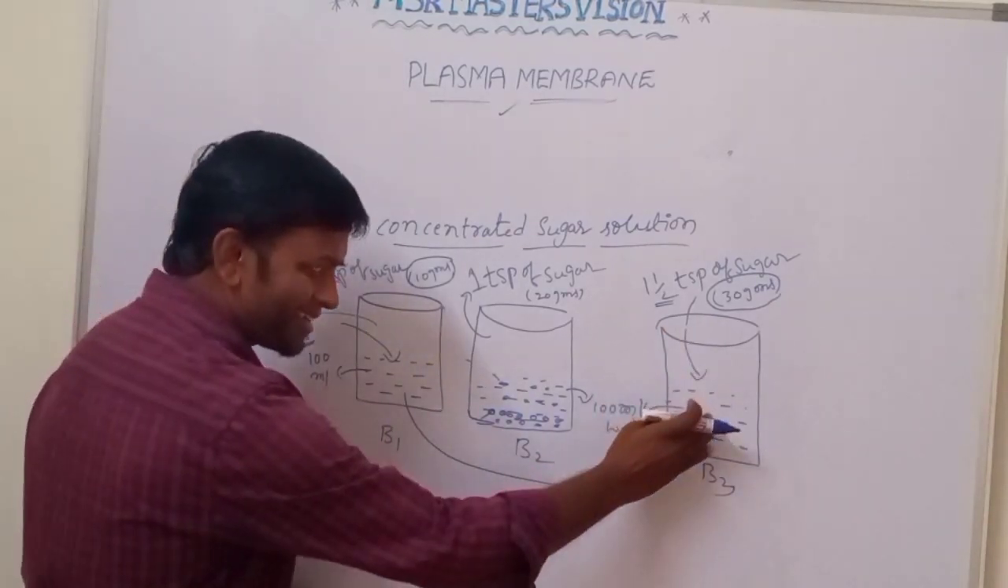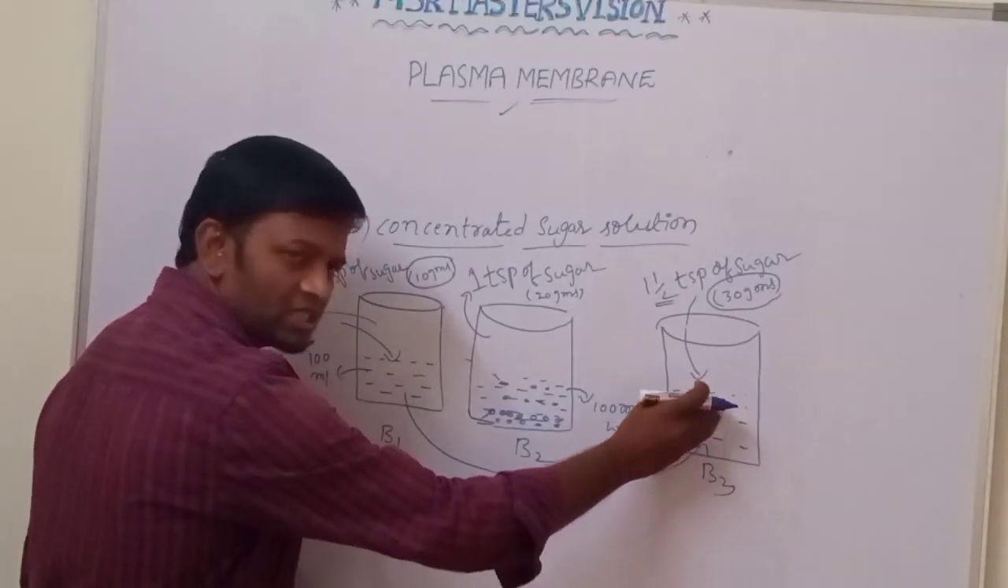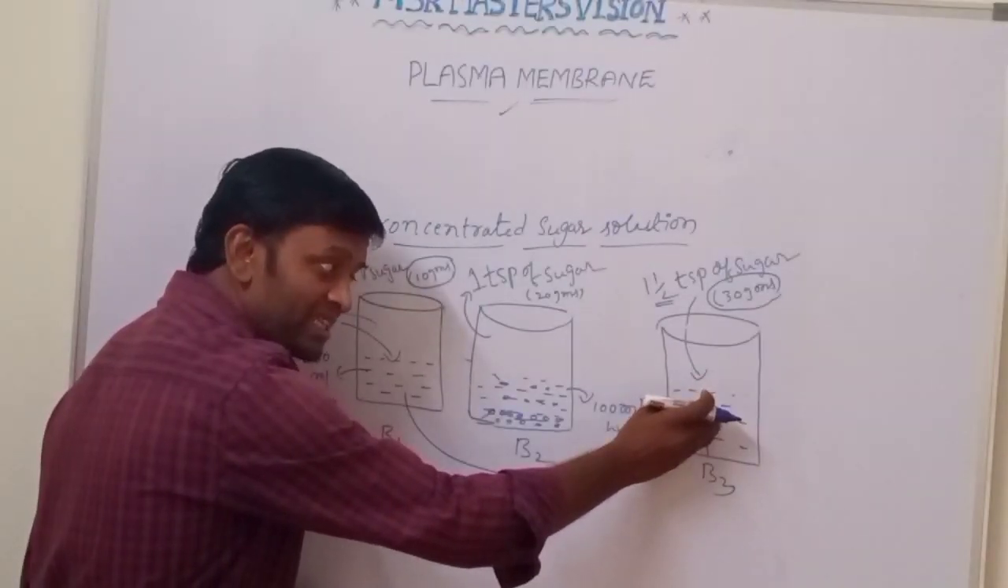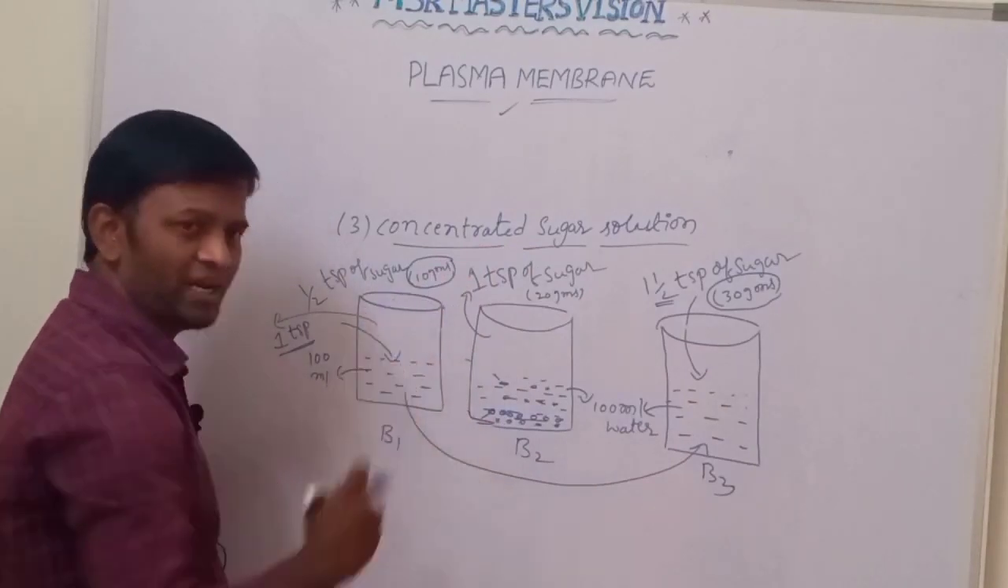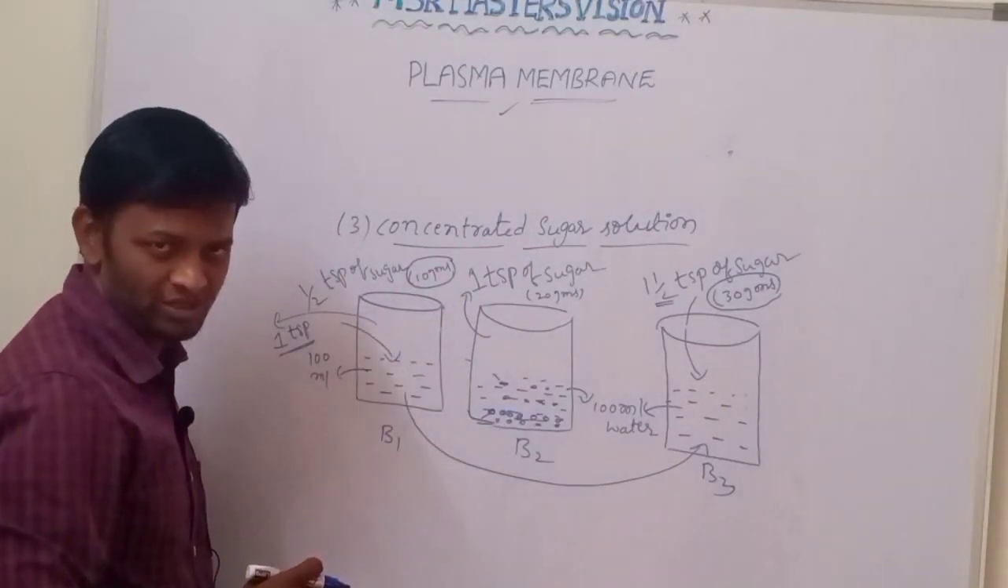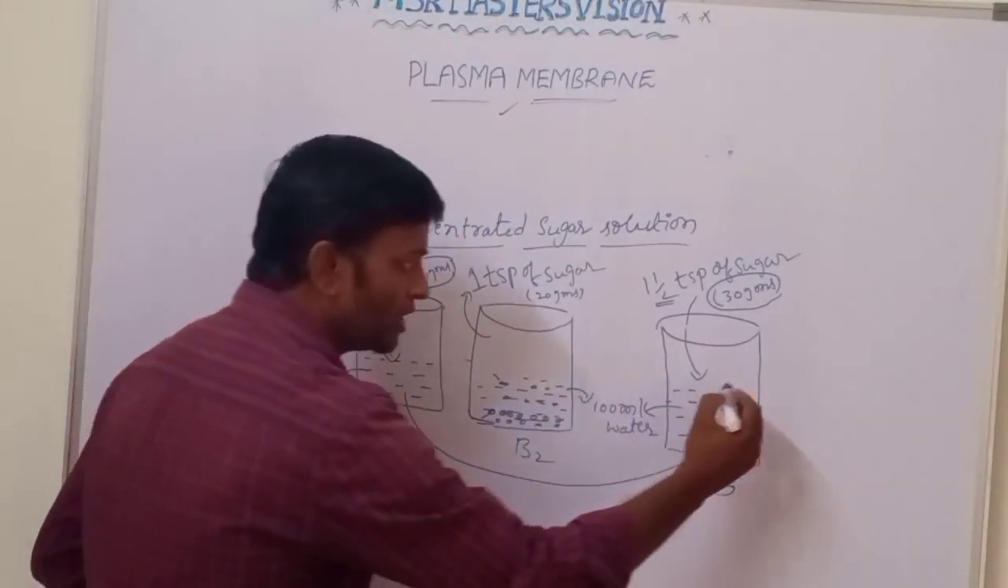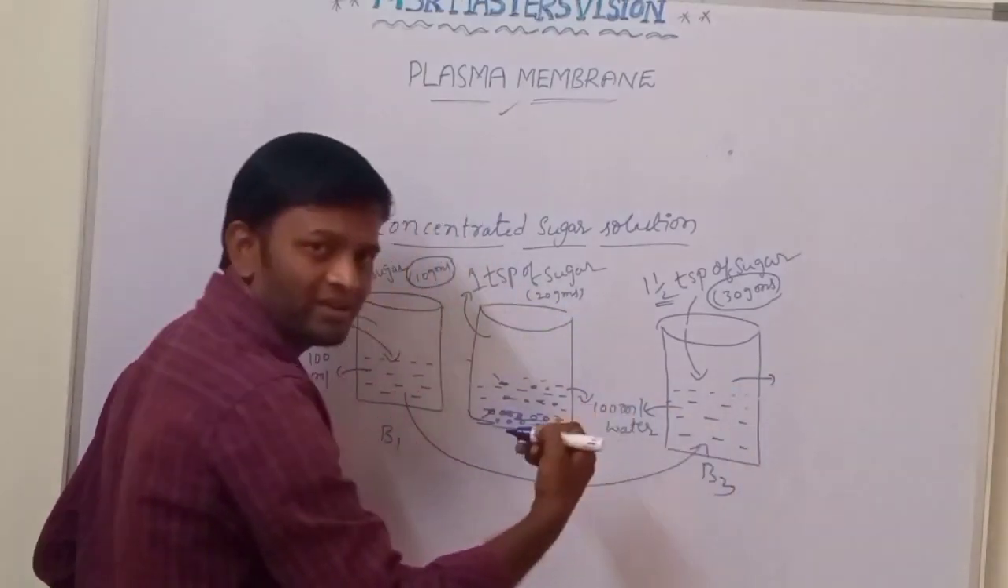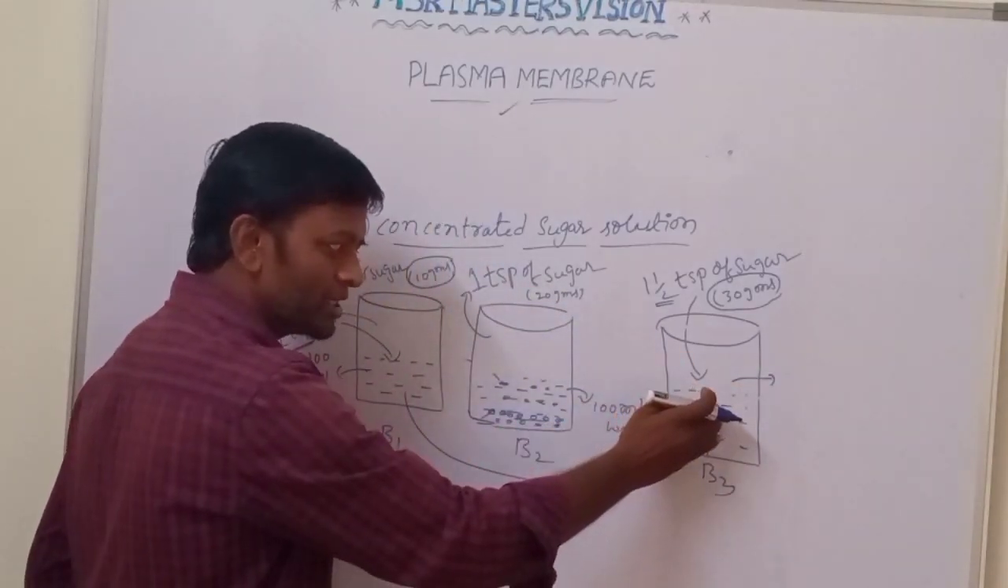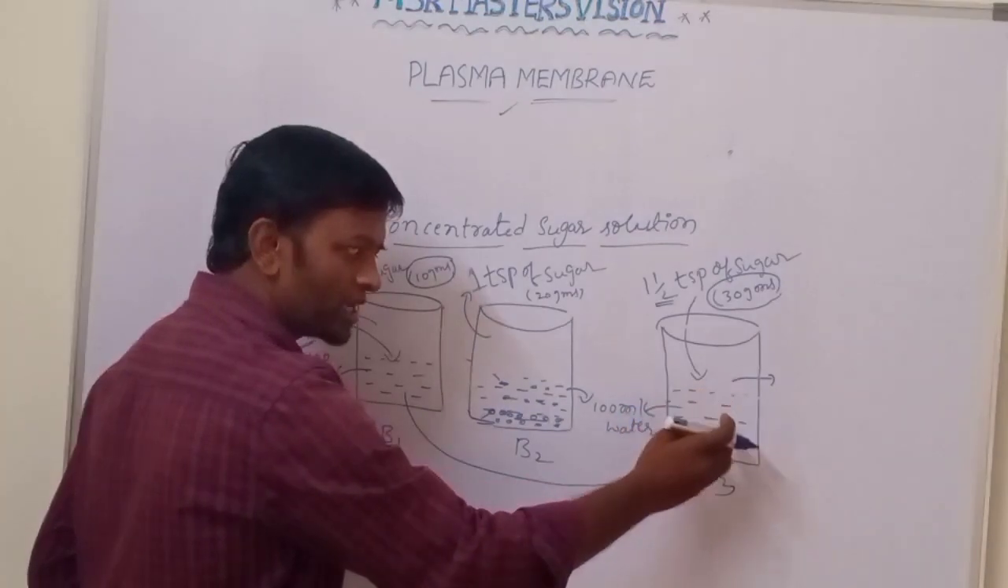Here is one more question. If you take beaker 3, how can you convert the concentration of sugar solution in beaker 3 into beaker 1 concentration of sugar solution? For this, what do we need to do? We need to add water. How much water do we need to add?